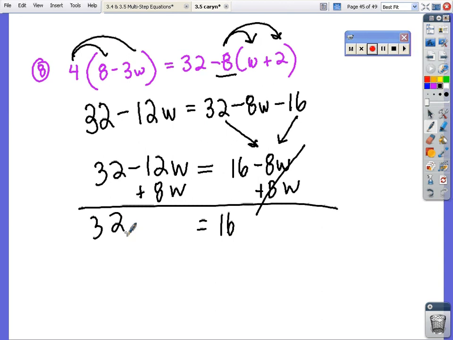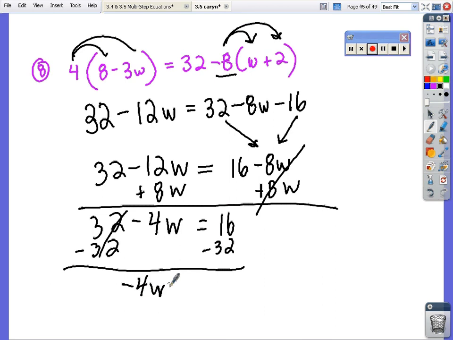And negative 12 and positive 8 would be negative 4w. Subtract 32, which leaves me with negative 4w, which equals 16 minus 32, a negative 16. Last, because they're multiplying by negative 4, I'm going to divide both sides by negative 4. I have a negative divided by negative. W equals positive 4.